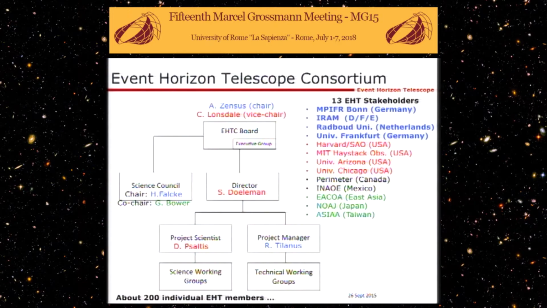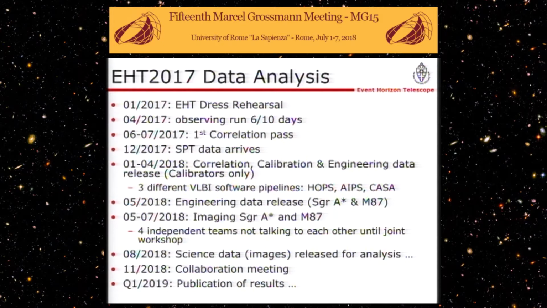These are the telescopes, these are the institutes involved. This is the current timeline of things that's going on, which is perhaps interesting. There was the observing run in April. Only in December 2017 did the data from the South Pole telescope actually arrive. So at the beginning of this year, we had correlation and calibration of the data. There are actually 3 different calibration pipelines being used to calibrate the VLBI data, and 3 different groups are doing this.